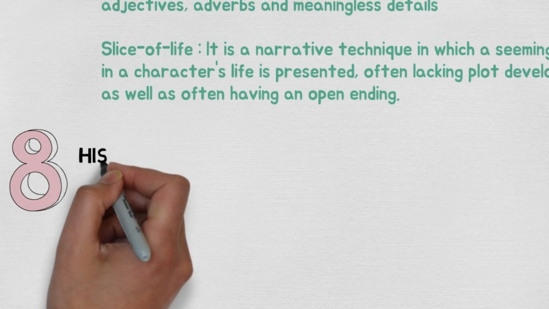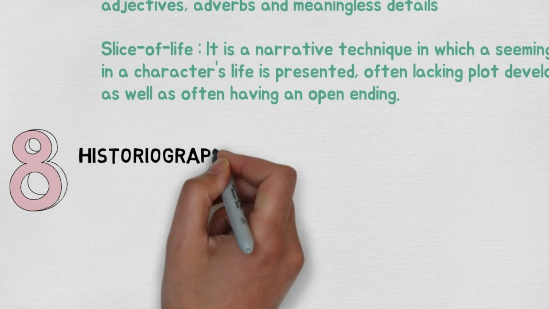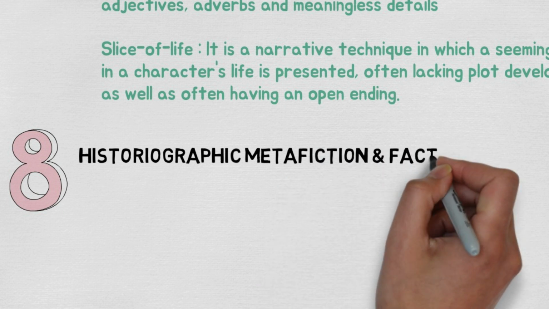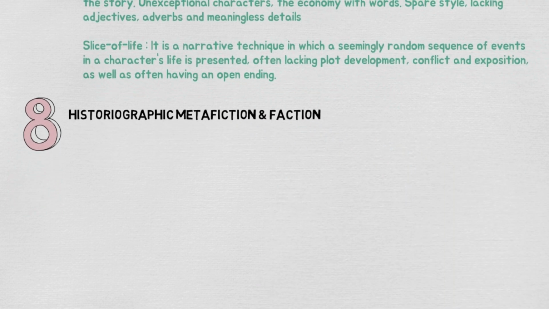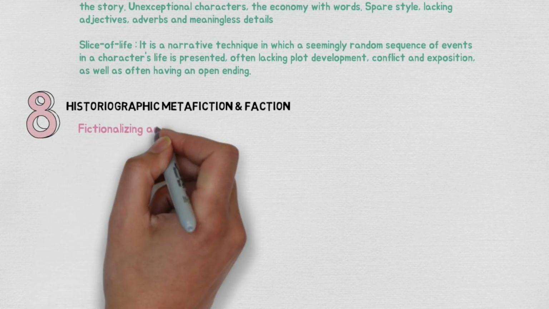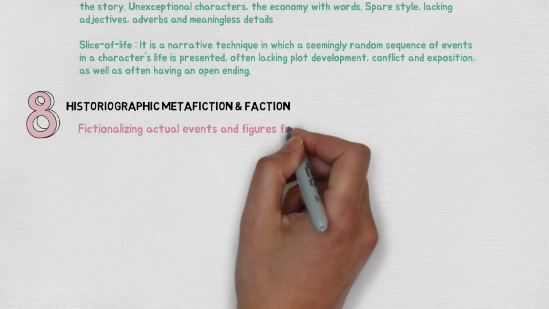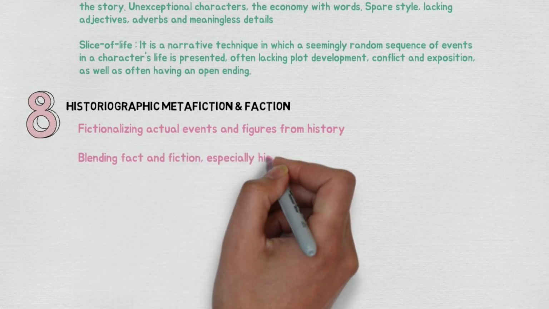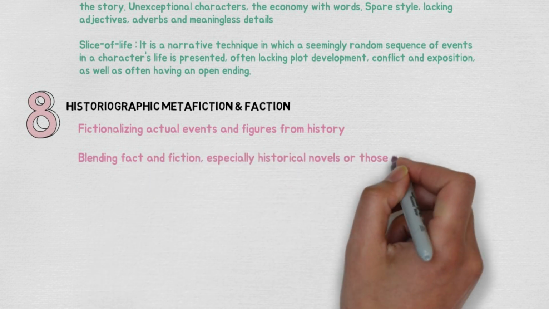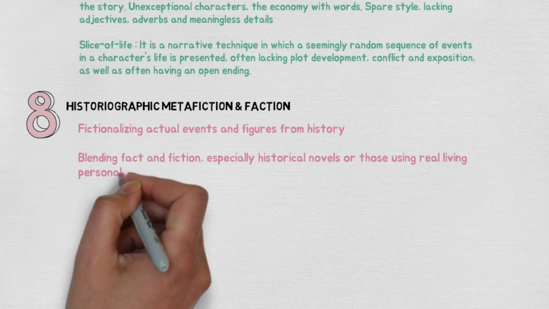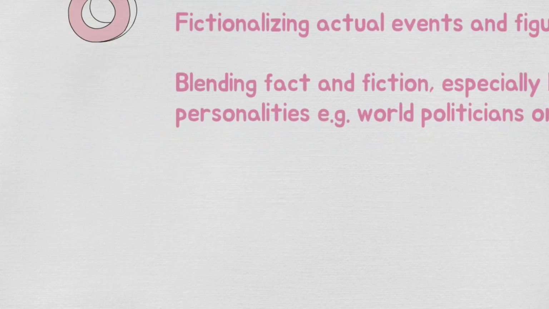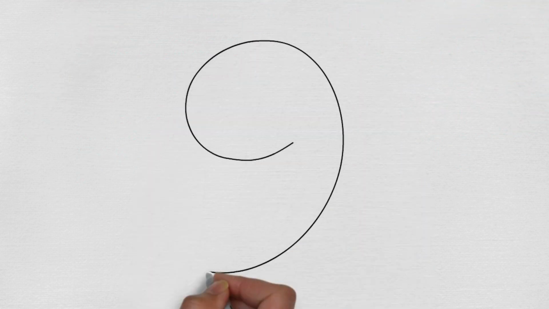The number eight element of the postmodern age is historiographic metafiction and faction. Historiographic metafiction is all about presenting something as it is. So it is fictionalizing actual events and figures from history. But on the other hand, faction is all about blending. It's a blending of fact and fiction, especially historical novels or those using real living personalities, for example, world politicians or celebrities.